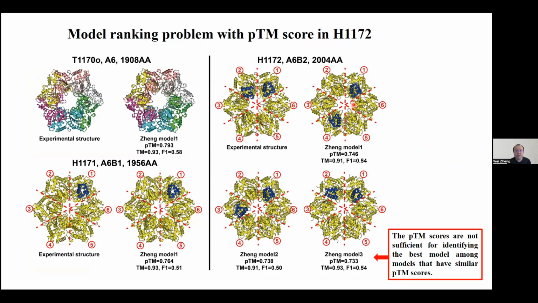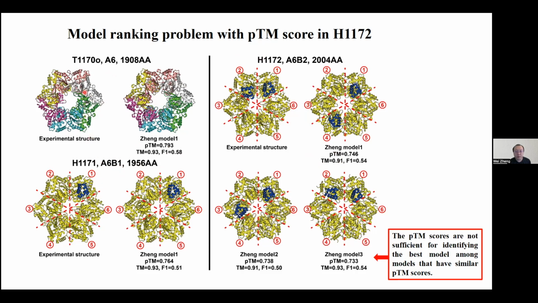As we can see in the last slide, the PTM score from AlphaFold 2 has the ability to distinguish high-quality models from the low-quality models. However, it still has some problems in ranking the high-quality models. For example, T1170, H1172, and H1171 are a couple of complexes that contain a heteromer, where H1171 is an A6B1 complex, and H1172 is an A6B2 complex.